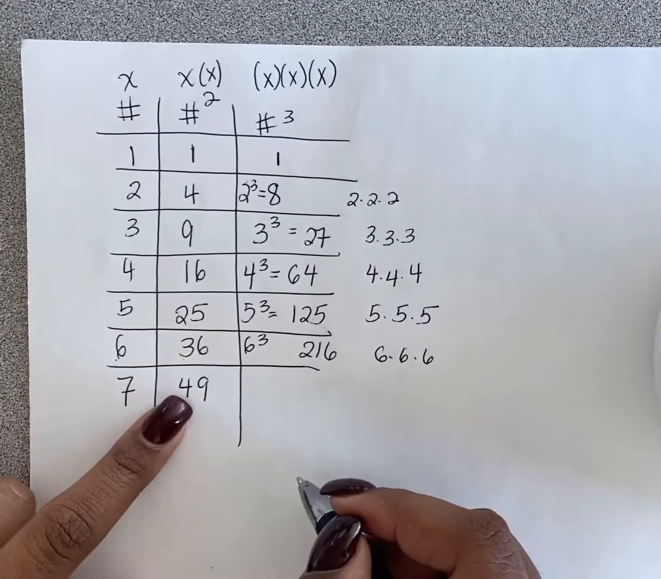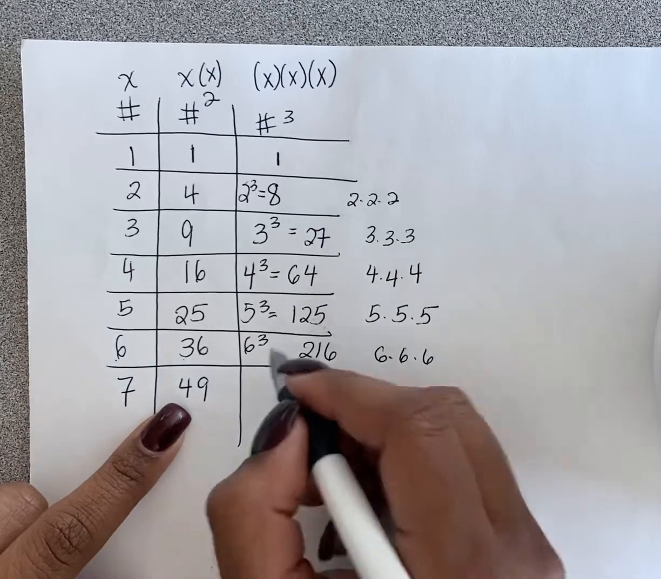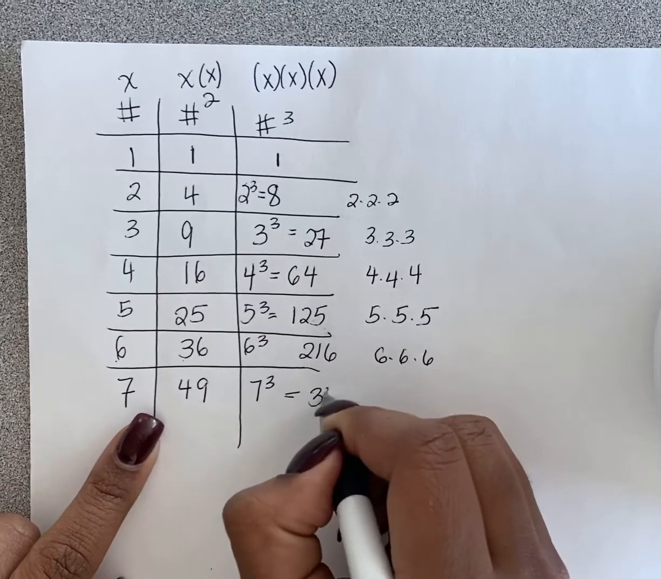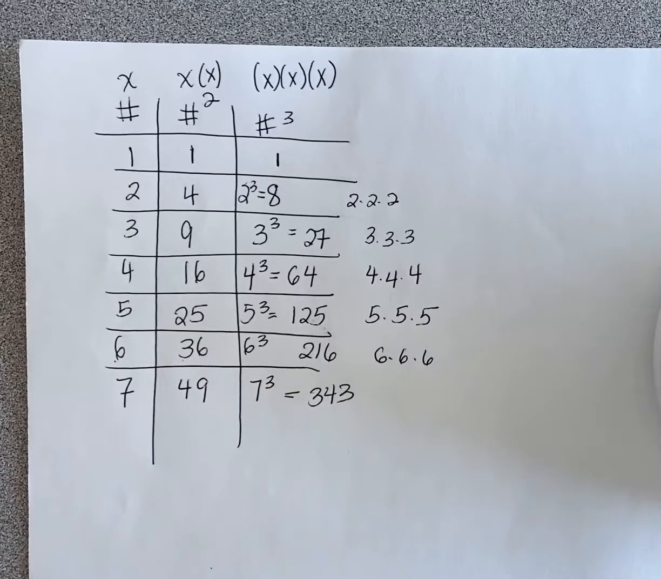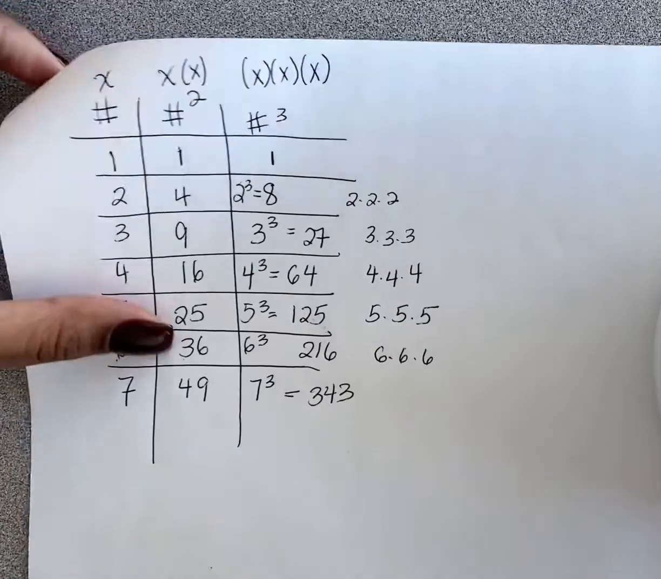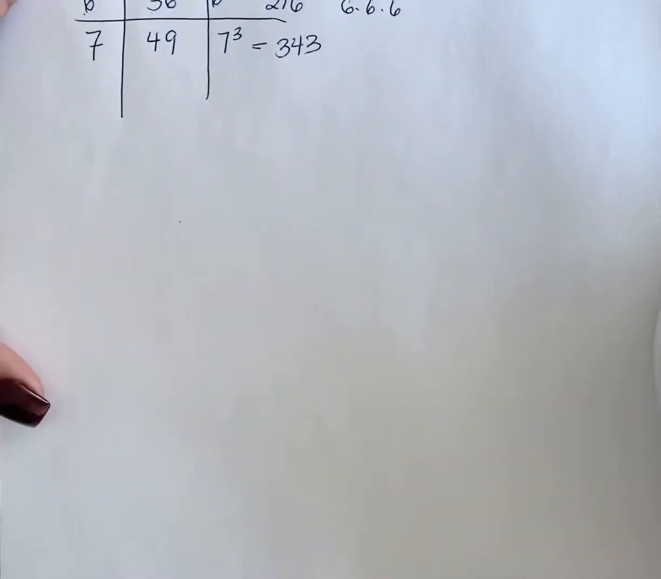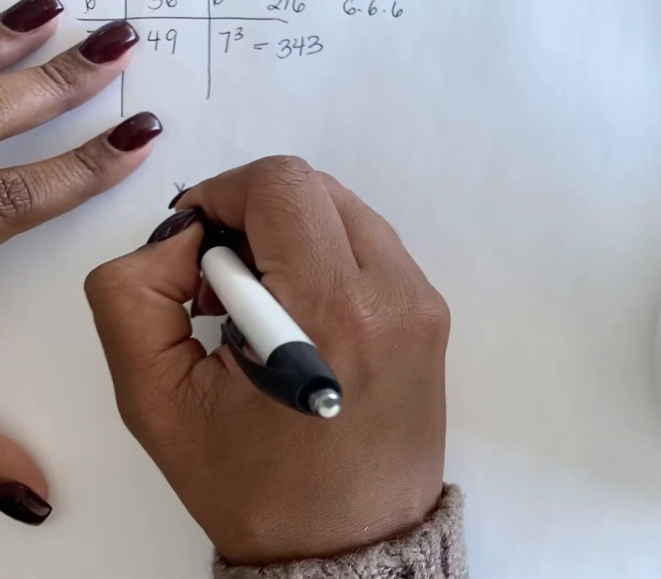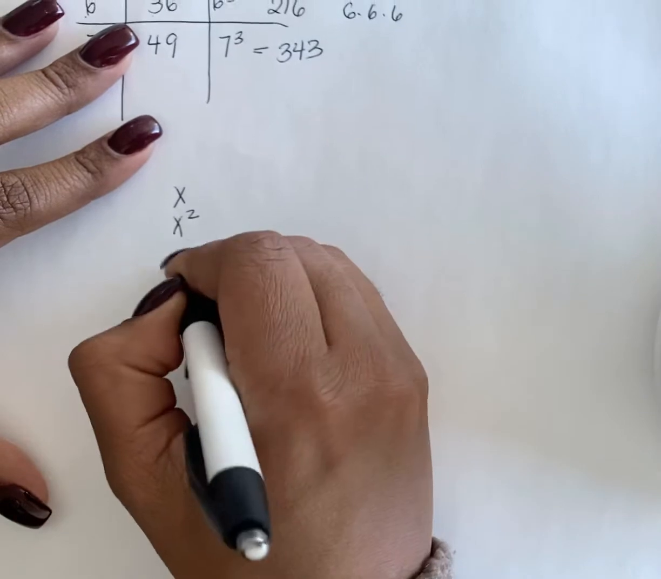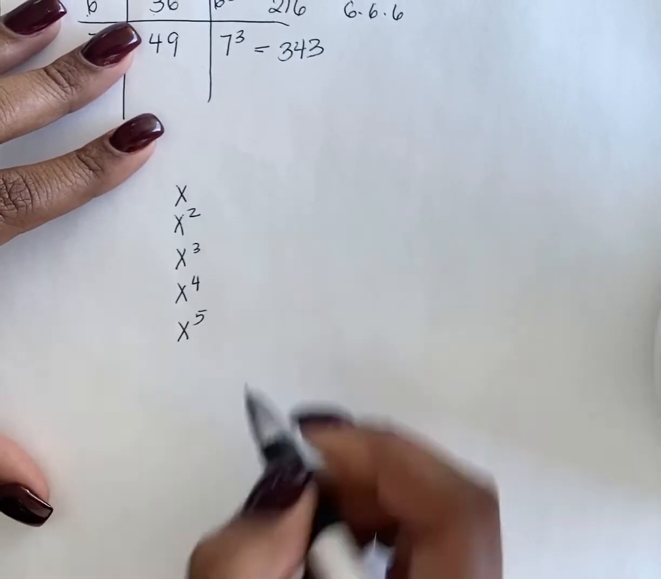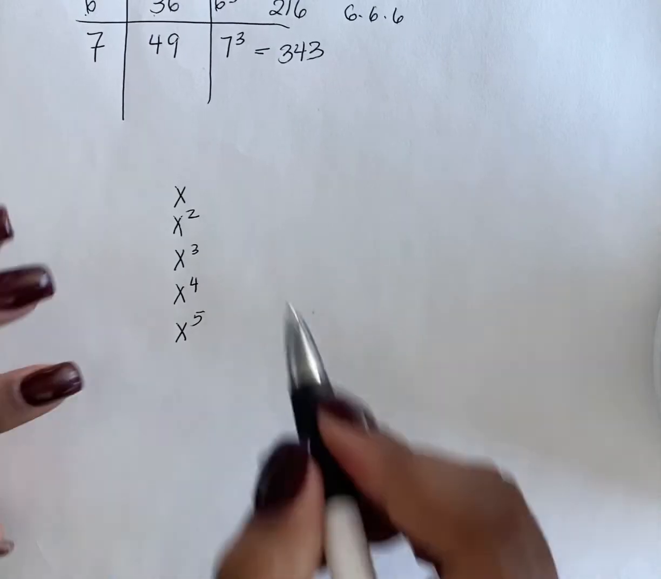And lastly, 7 cubed is 7 times 7, which is 49, times another 7, which is going to be 343. So when you're cubing something, you're multiplying it by itself 3 times. And so now we're going to look at what that looks like when we talk about variables. Okay, so I'm just going to write x squared, x to the third, x to the fourth, and we'll stop at x to the fifth because I think you'll get the gist by then.